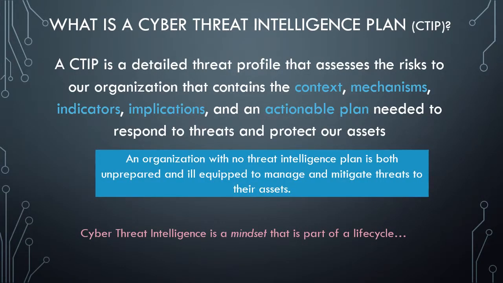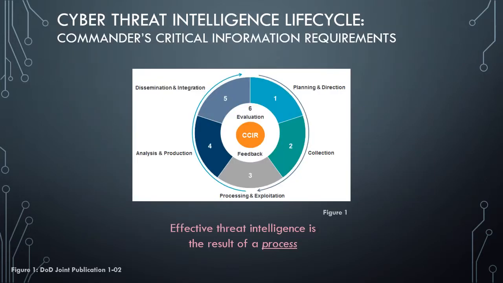So a CTIP is a detailed threat profile that assesses the risks to our organization, that contains the context, mechanisms, indicators, implications, and actionable plan needed to respond to threats to protect our assets. Cyber threat intelligence must be part of a mindset, and it's also part of a life cycle. It isn't just one thing and you're finished. It evolves over time and gets more effective. And without a CTIP, we are not in a good position to manage threats to our assets.